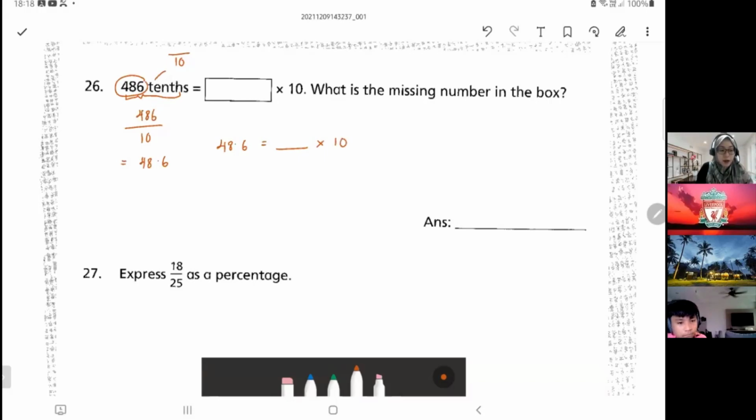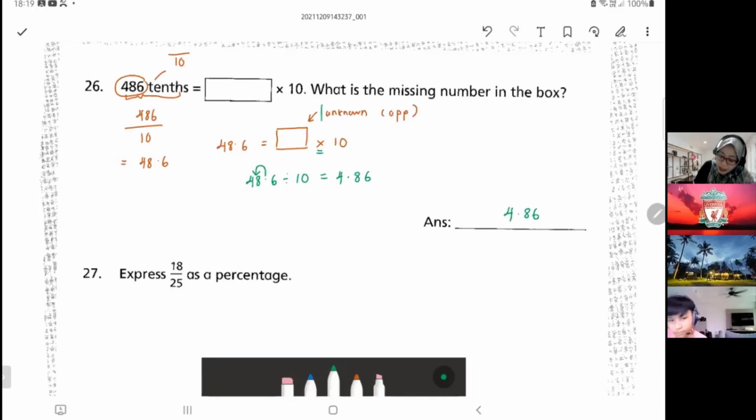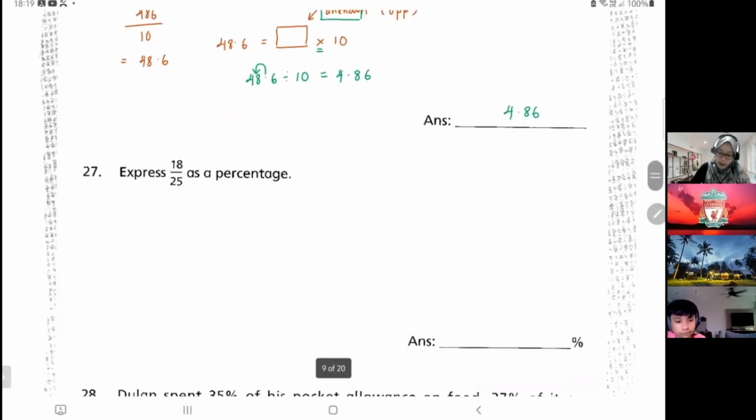Like this. Okay, so to find this unknown, you do the opposite. You must do the opposite. So if the sign here asks you to times, you do the opposite, means I need to divide. All right. So 48.6 divided by 10, and I will move it 1 step to the left. That will be 4.86. And that's my answer, 4.86, because I want to find the unknown. Understand? Next one. It's an easy one.